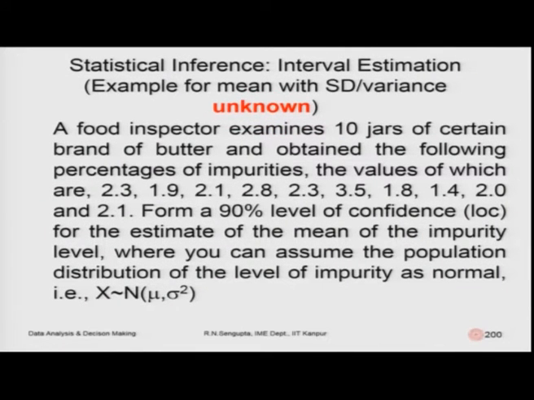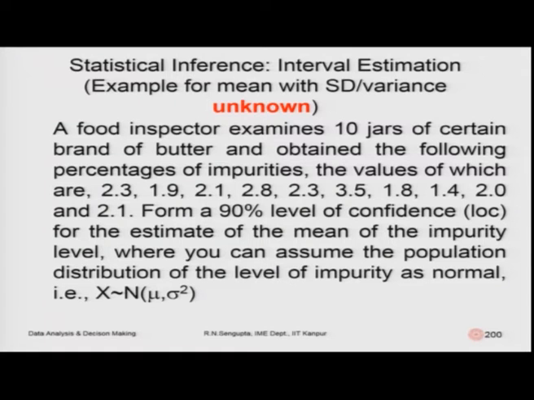So we will do again a small, simple problem, and this is the case of the population variance being unknown. A food inspector examines 10 jars of a certain brand of butter and obtains the following percentages of impurities, the values of which are given as 2.3, 1.9, 2.1, and so on. You want to form a 90% level of confidence, LOC, for the estimate of the mean of the impurity levels, where you can assume the population distribution of the level of impurity is normal, and we want to comment intelligently according to that.